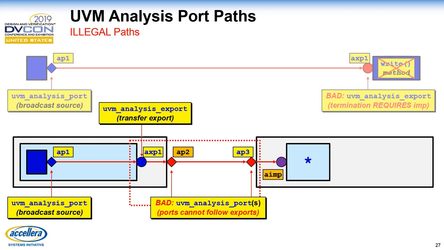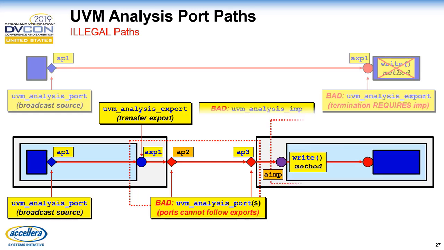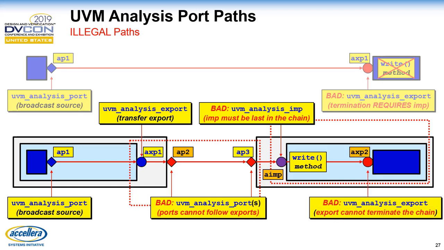And then it finally shows up at an implementation, and so far so good. We put in the right method to terminate that path, but then if you try to connect anything beyond that point, that is an error. And once you get to an implementation, that is the end of the path. There are no further connections that are made beyond that point there. And not only that, but we're terminating again with an export, which you can't do. You'd have to have an implementation there.